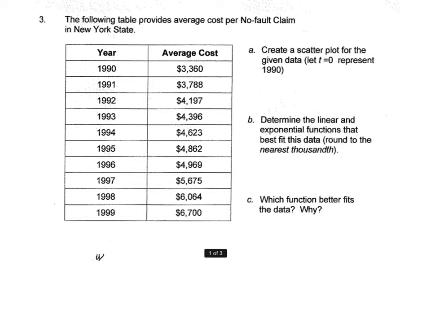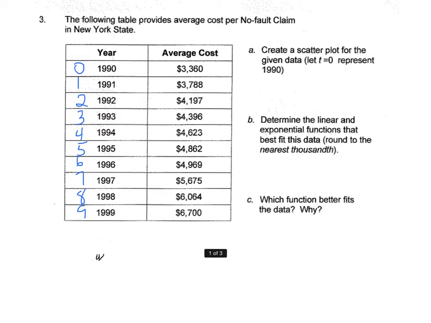All right, it says the following table provides average cost per no-fault claim in New York State. Create a scatter plot for the given data. Let t equal 0 represent 1990. What we're going to do is change our years from 1990 to be 0, and that'll be 1, 2, 3, 4, 5, 6, 7, 8, and 9. They basically don't want you to put 1990 in. They actually want you to put 0 in for 1990.